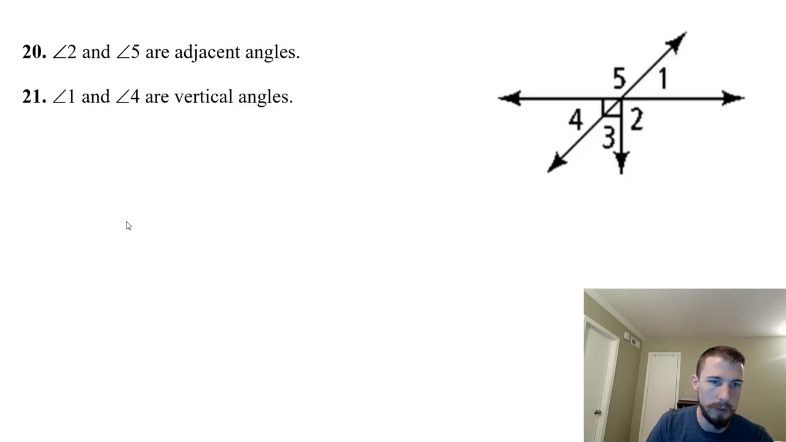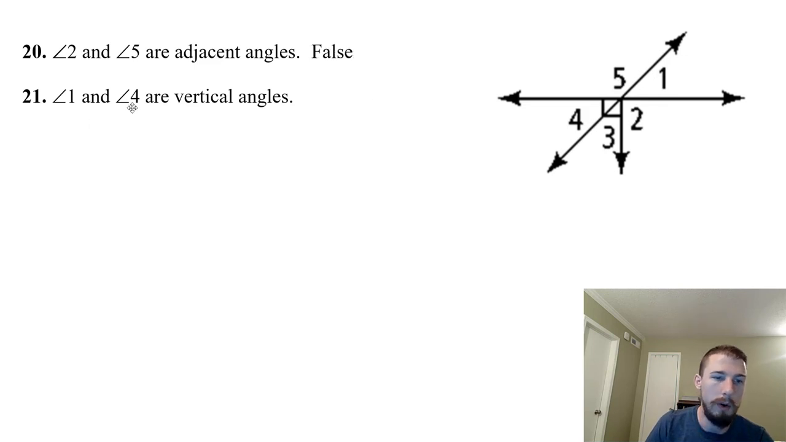Number 20, we want to know if these statements are true or false on the back side. So 2 and 5 are adjacent angles. So angle 2 here and angle 5 over here. Are those adjacent? Well, remember, adjacent means next to, which means it's sharing a common side or a common ray with the other angle. Are 2 and 5 touching on the sides? No. 2 and 1 are touching, 1 and 5 are touching, but 2 and 5 are not. So that would be a false statement.